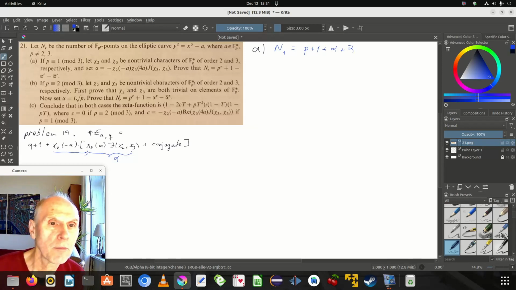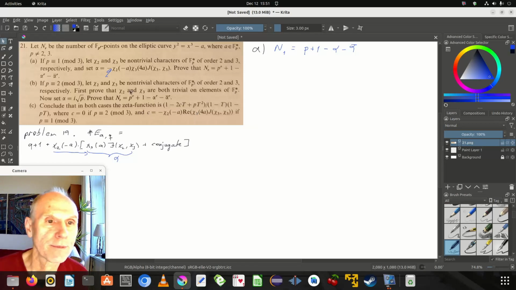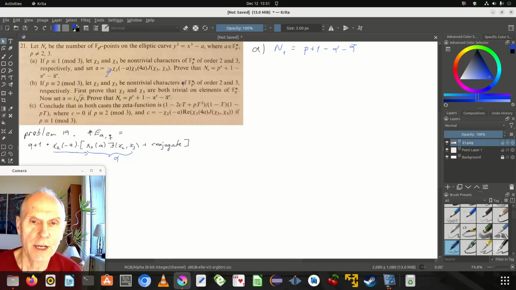Now, why is that minus? They have put up a minus here. We need to take that into account. So this minus gives minus alpha bar, and then it ends up in the numerator. These two end up in the numerator of the zeta function. Now we have to use N to find N_r.